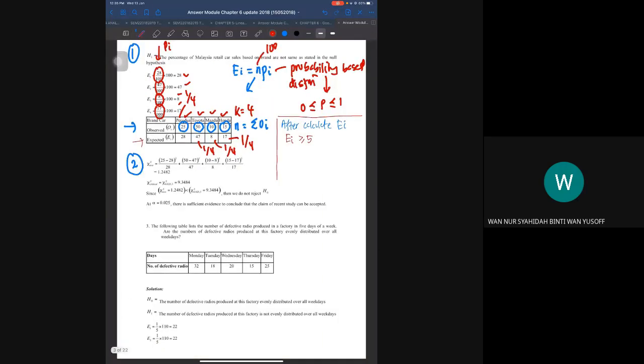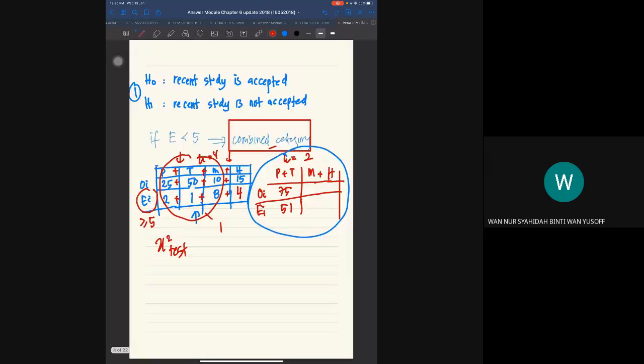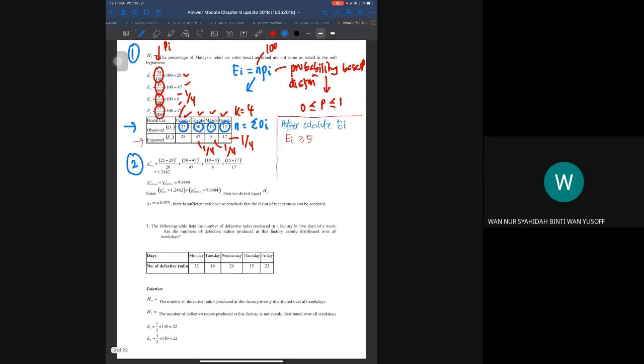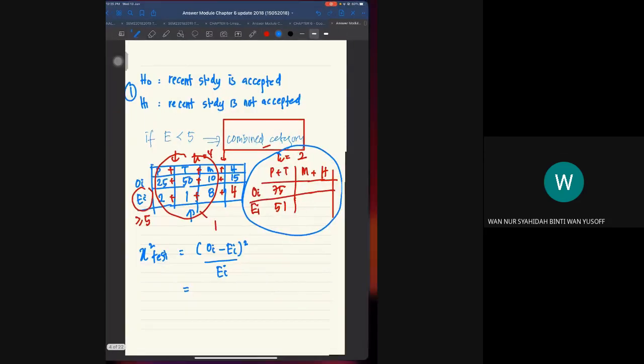So by formula, you will have the chi-square here. The chi-square test here is the sum of (Oi minus Ei) squared divided by Ei. So you have the table here. Since all the E are greater than 5, then we use the whole data. We no need to combine the categories.